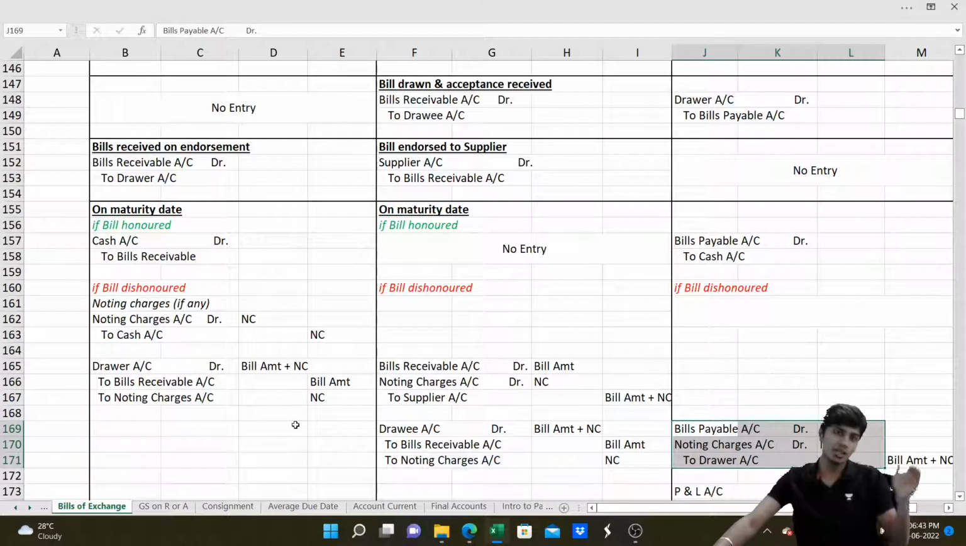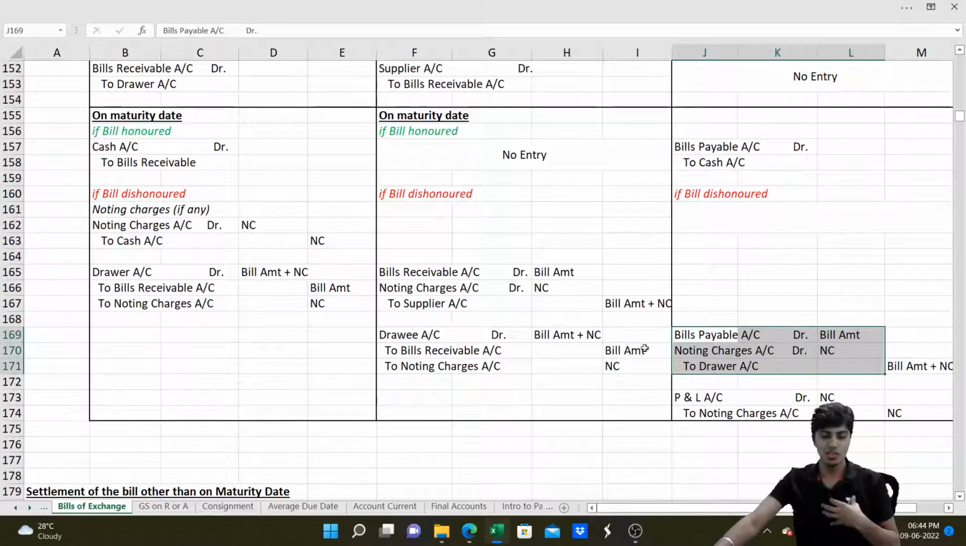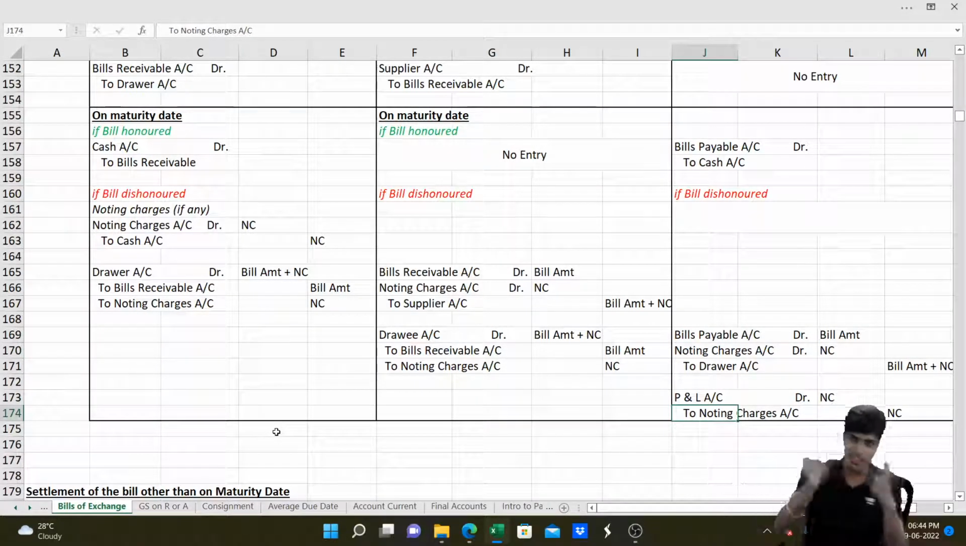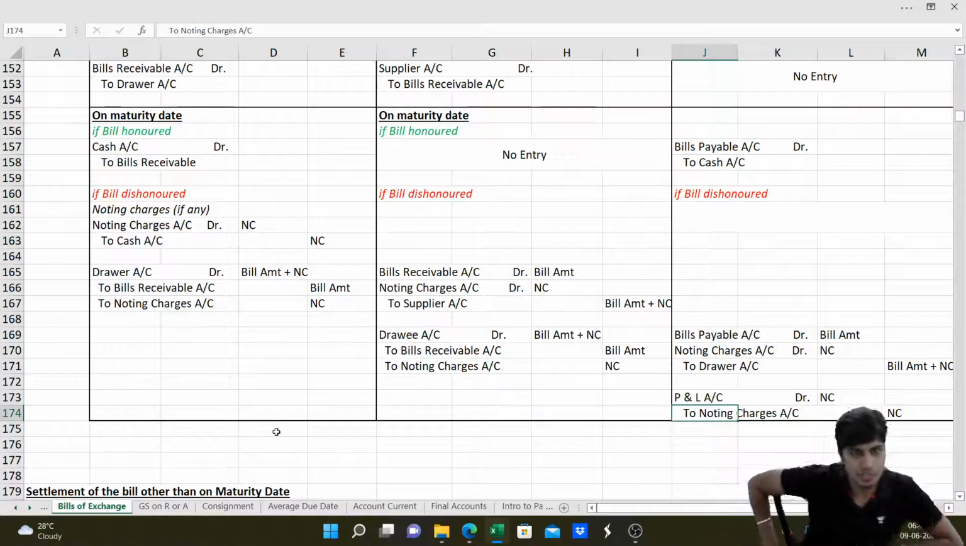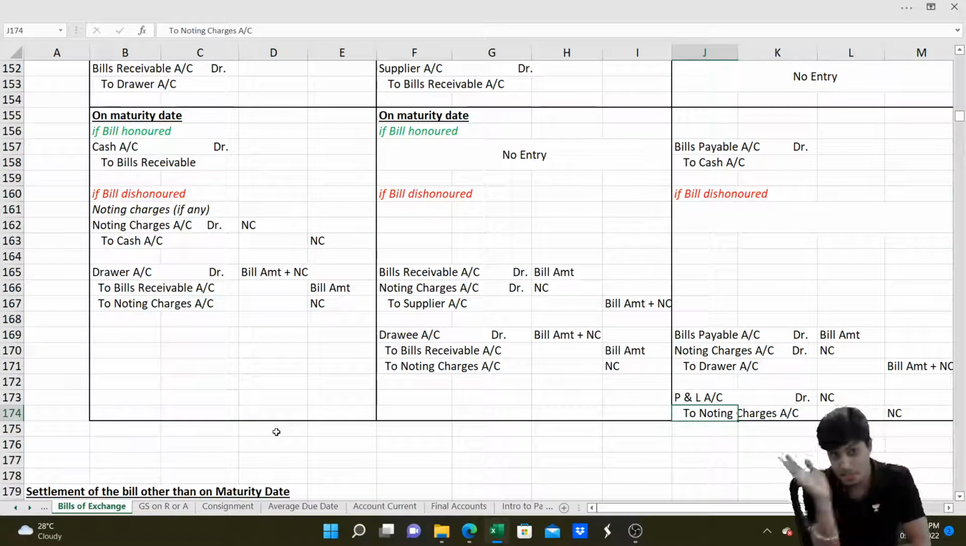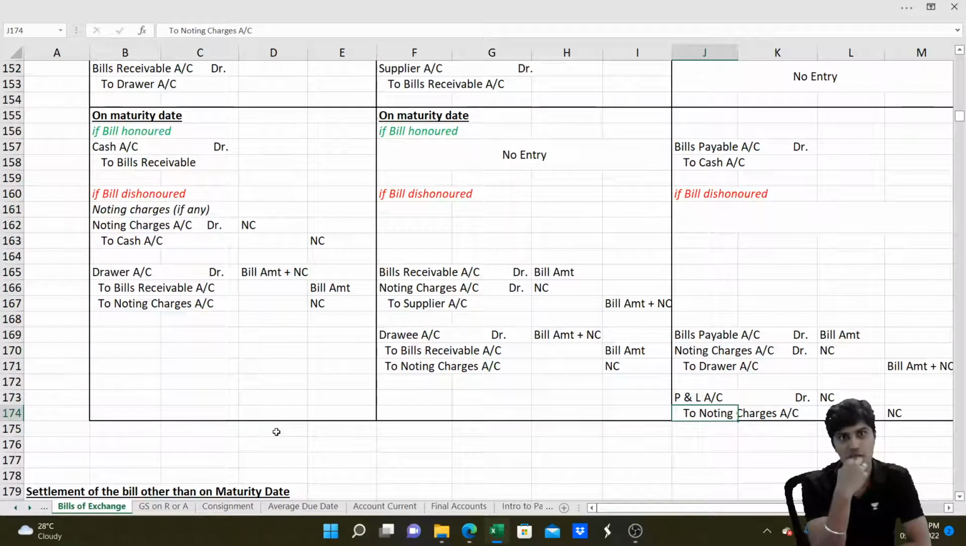Bills payable debit, noting charges debit to drawer account. That is me. And he will transfer this noting charges to me. Got it? So it's just that reciprocal things that's happening throughout here which you need to be cautious about. For sure, definitely they'll not ask accounting in all the three persons' books. They'll ask in two persons' books or maybe one person's book, which if you are a little cautious about, you can definitely ace it in the exam.